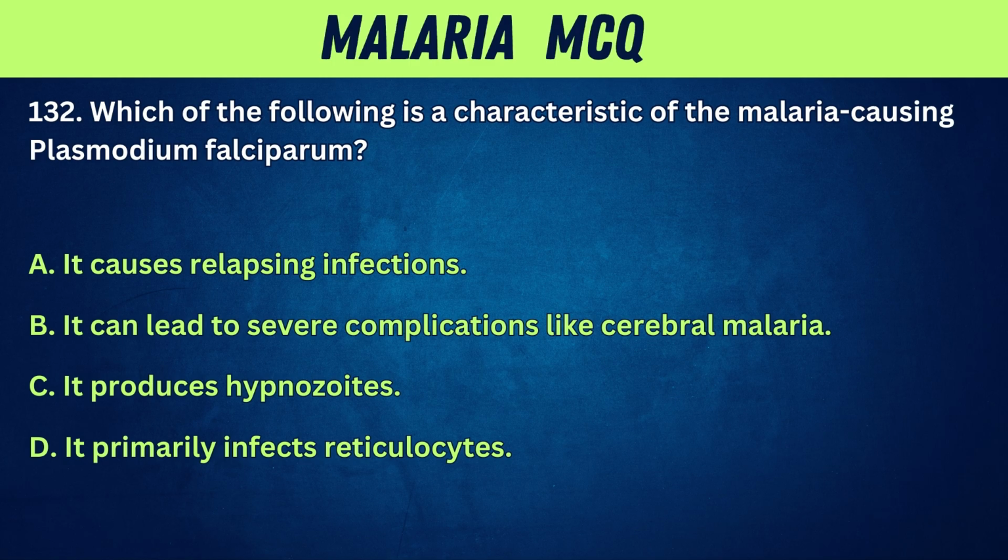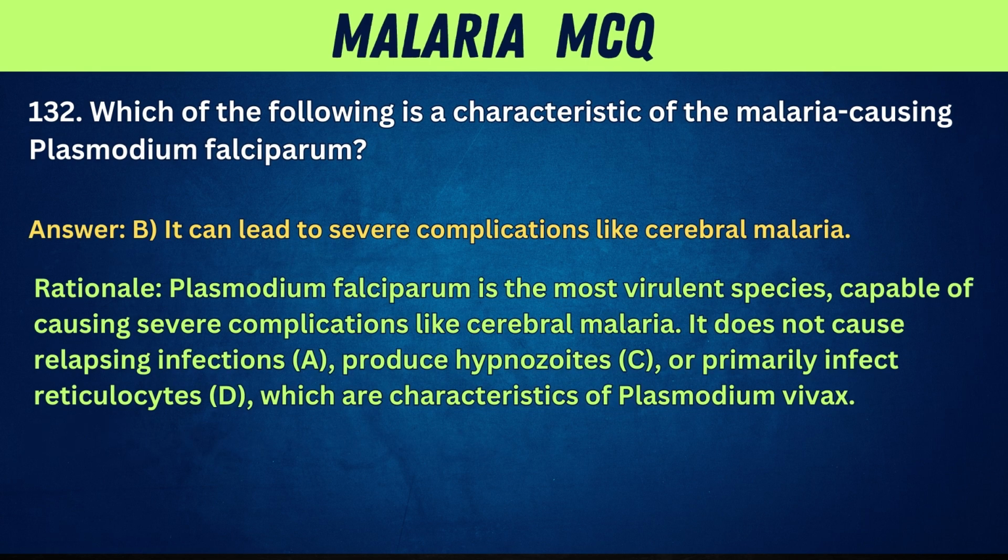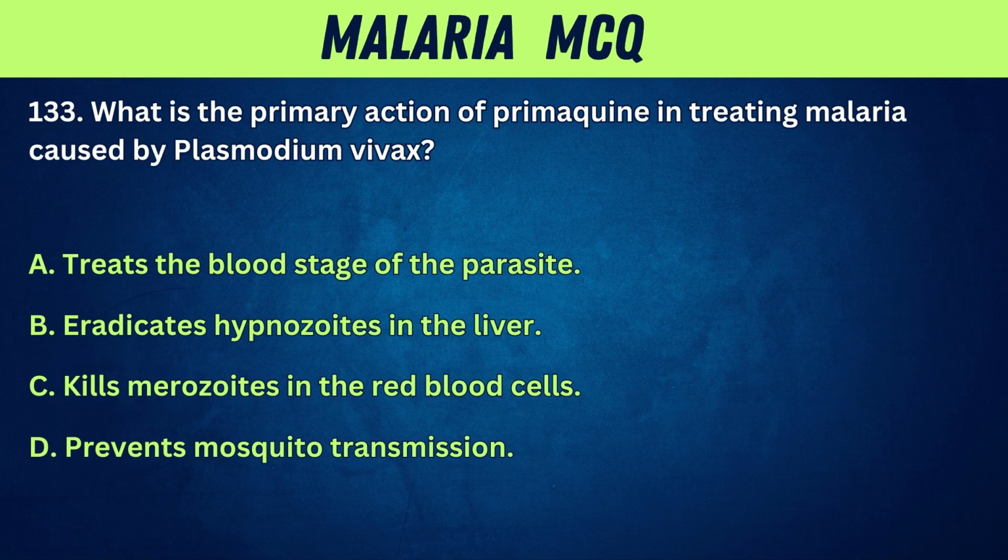D. It primarily infects reticulocytes. Answer: B. It can lead to severe complications like cerebral malaria. Rationale: Plasmodium falciparum is the most virulent species, capable of causing severe complications like cerebral malaria. It does not cause relapsing infections, A, produce hypnozoites, C, or primarily infect reticulocytes, D, which are characteristics of Plasmodium vivax.